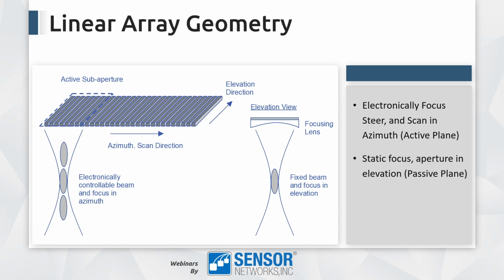And the idea here is you really have an active and a passive plane. So in the azimuth direction, we can do things like steer the beam and focus, as we've talked about. We can index through the array and create scanning. Whereas in the elevation direction, the sound field is completely dictated by the design of the transducer, the aperture, the focusing lens, if you have one. And so it's static and doesn't change. It's dictated by the design of the transducer.